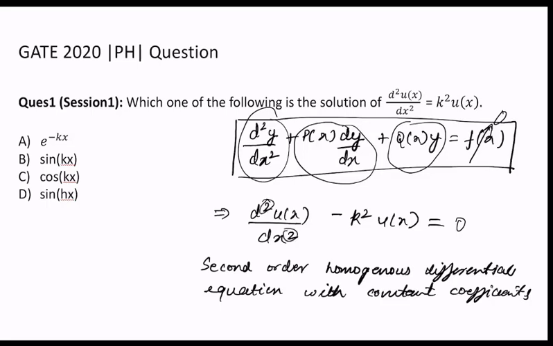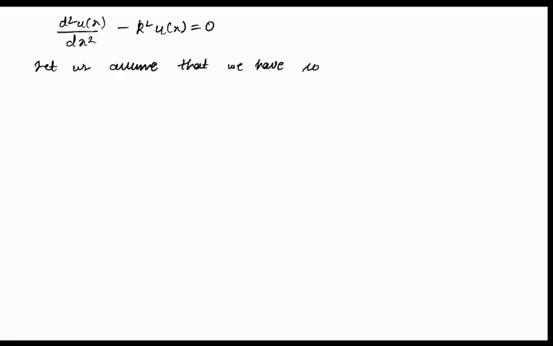Okay, now in order to solve this question, I will just write it again. d square u of x by dx square minus k square u of x is equal to 0. Let us assume that we have a solution. This is the general approach to solve any second order differential equation. u is equal to e to the power r times x. Let us assume that this is the solution of this equation.